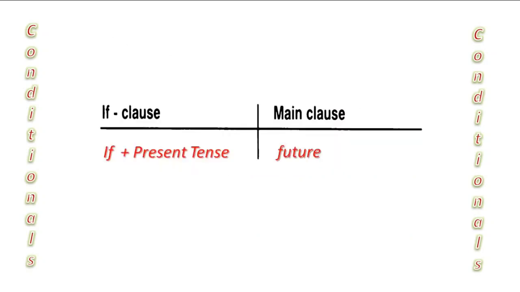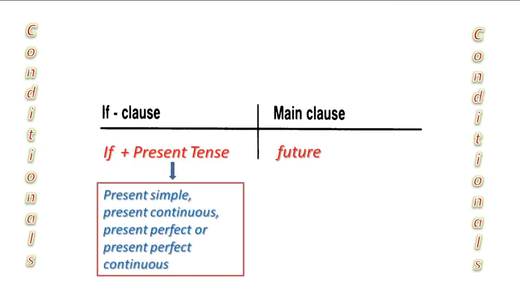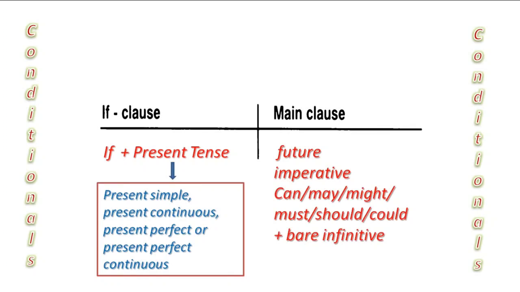In fact, I can use more than present simple in the if clause in conditionals type 1. I can use any present tense in the if clause, including the present simple, present continuous, present perfect, or present perfect continuous. And in the main clause, I can use the future or imperative or modals like can, may, might, must, should, and could, plus bare infinitive.